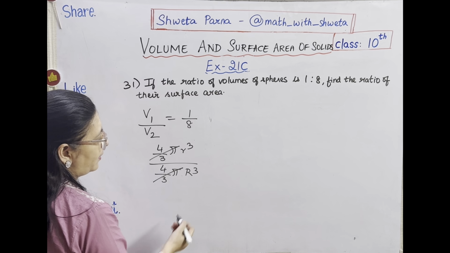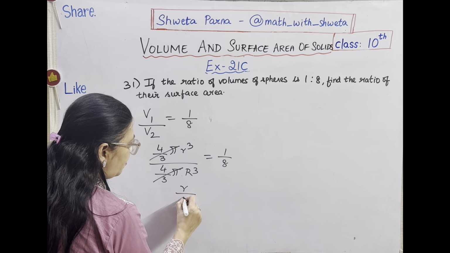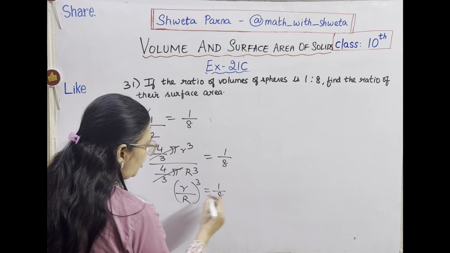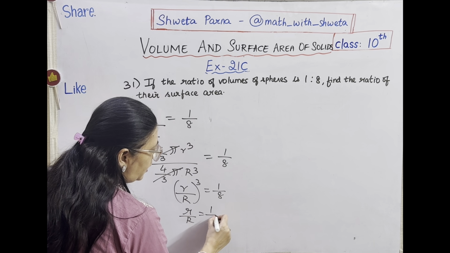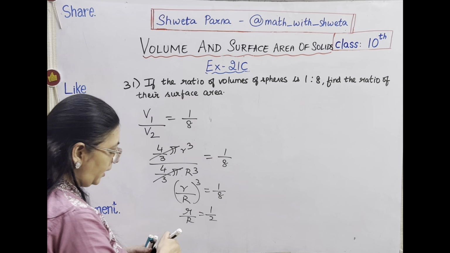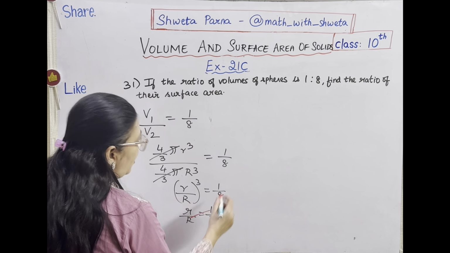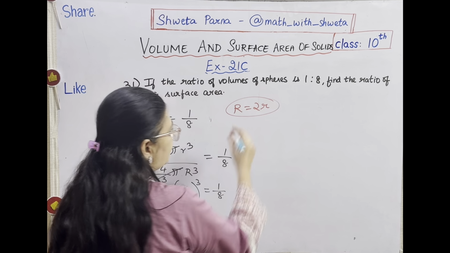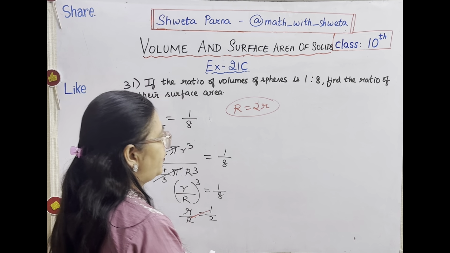4 by 3 gets cancelled. That is equal to 1 by 8. So r upon R, the whole cube is 1 by 8. So r upon R, find the cube root of 1 by 8, it is 1 by 2. Correct? So now cross multiply. When you cross multiply, R is equal to 2r. Remember this. Now you have to find the ratio of their surface area.